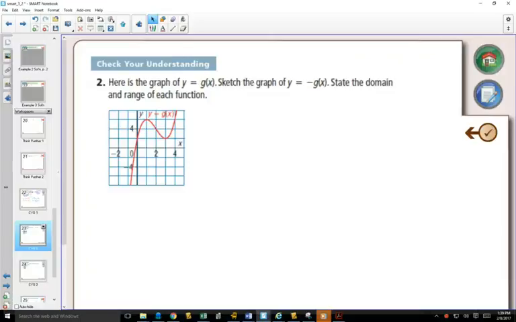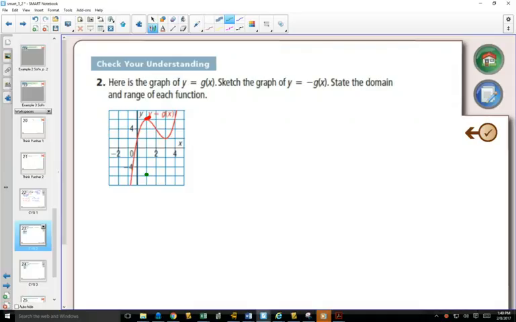So again, we're given a graph, g of x, and we want to sketch the graph of y equals negative g of x. So here the negative is outside, so it's going to affect your y values. And if you think about one of these points, so if I think about this point right here at (1, 6), where's that point going to go when I flip it? It's going to go down to (1, -6), because outside is going to affect the y values.